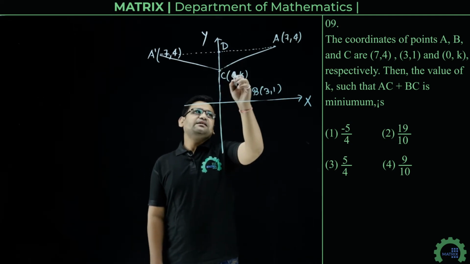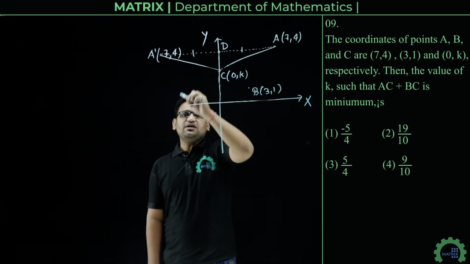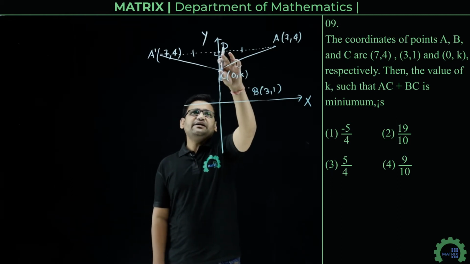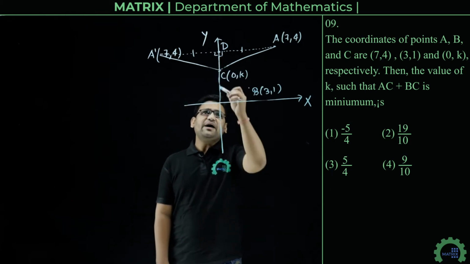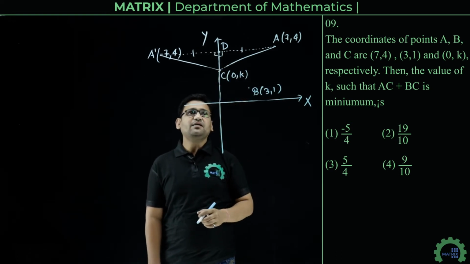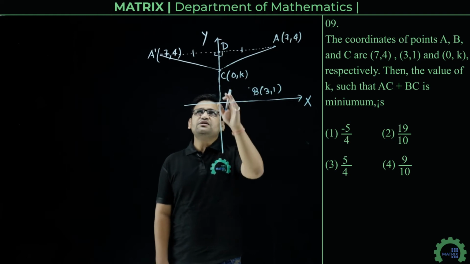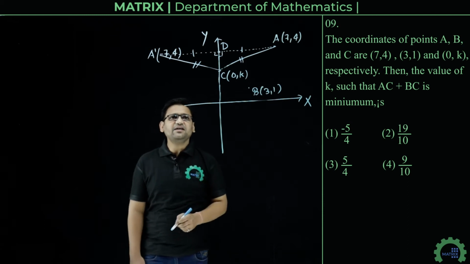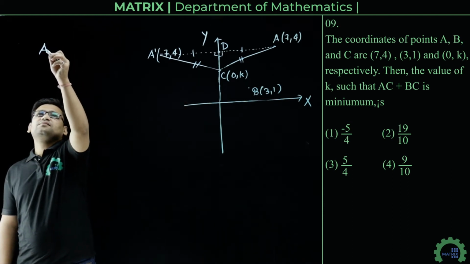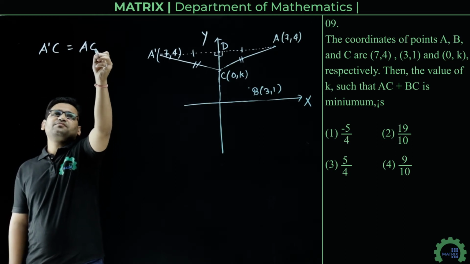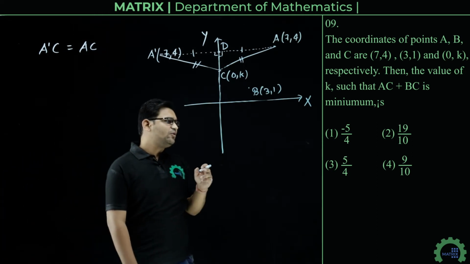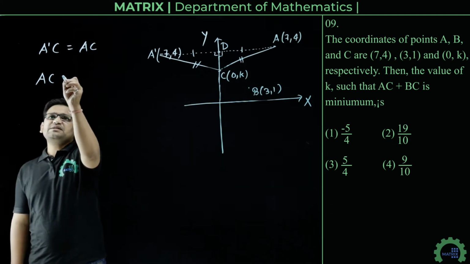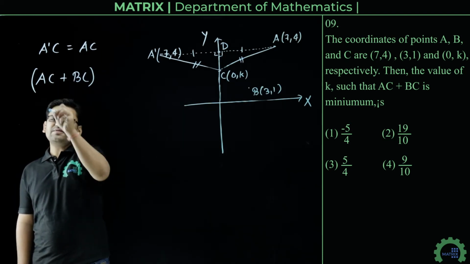Now we can clearly see that AD is equal to A dash D, and these two angles are 90 degrees and CD is common in both the triangles. So by SAS congruency criteria, both these triangles are congruent, so we can say that A dash C is equal to AC. Now what we need to do? We need to minimize the value of AC plus BC, we have to minimize this value.